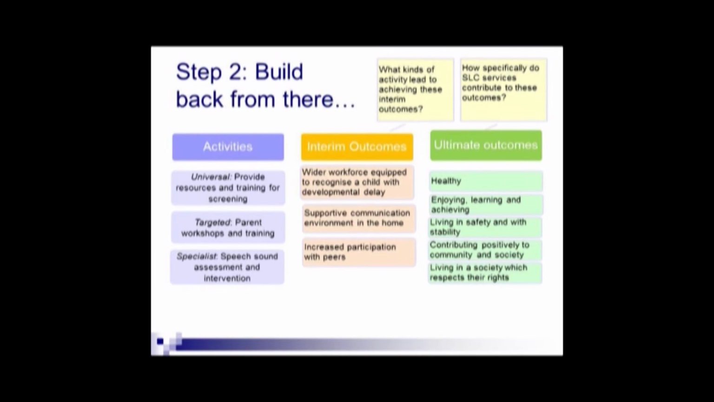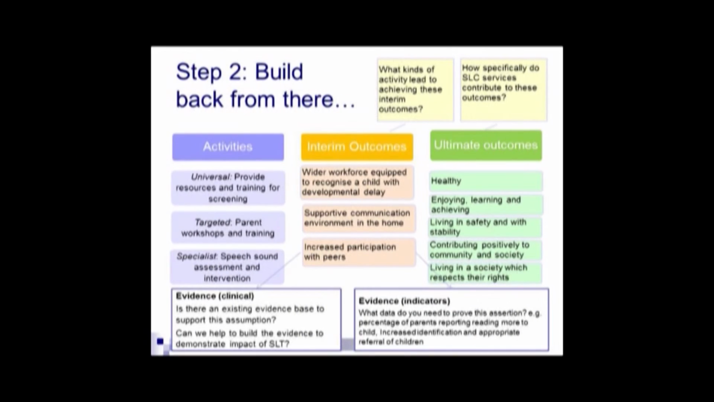Once you have your basic map for your theory of change, then you can start to use it as an evaluation framework and start to think about, well, what is the evidence? What are the indicators that I can get hold of to prove your assertions? So, for example, what percentage of parents report reading more to the child? Is there an increased identification and appropriate referral of children? These are the kinds of indicators that you might use to provide evidence for your theory of change. Now, there's also, don't forget, very importantly, the evidence base.